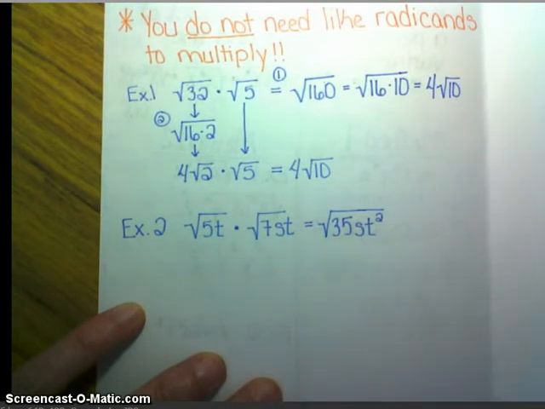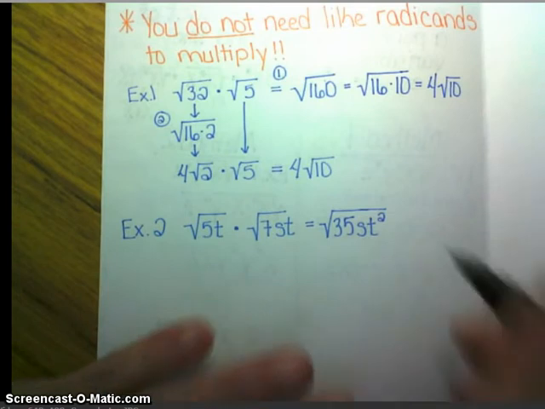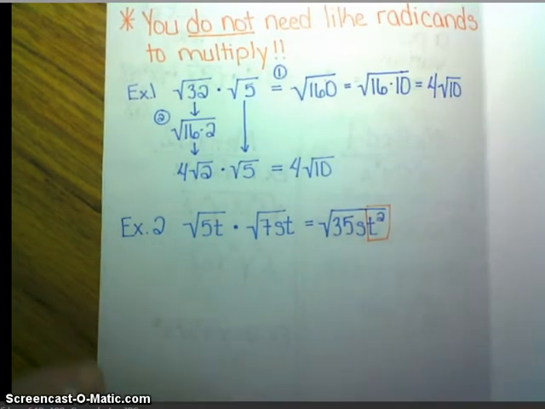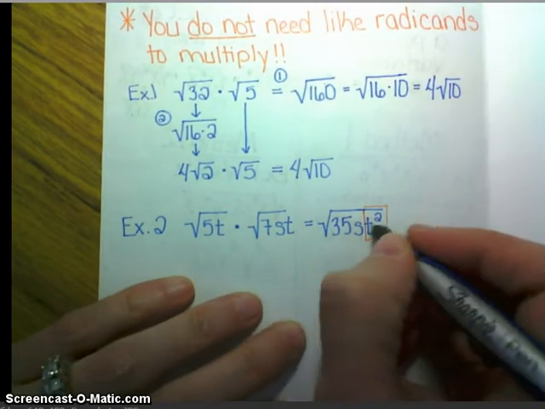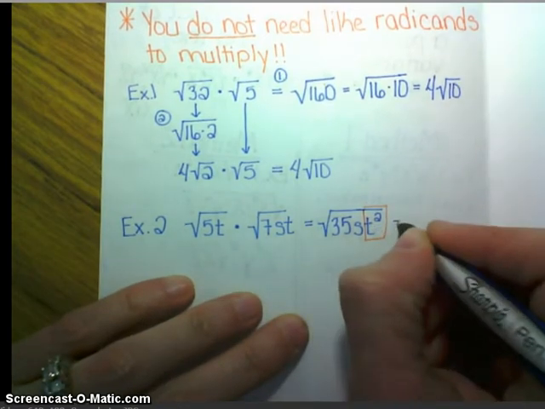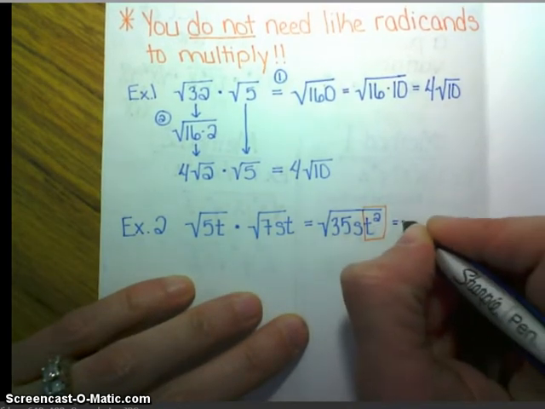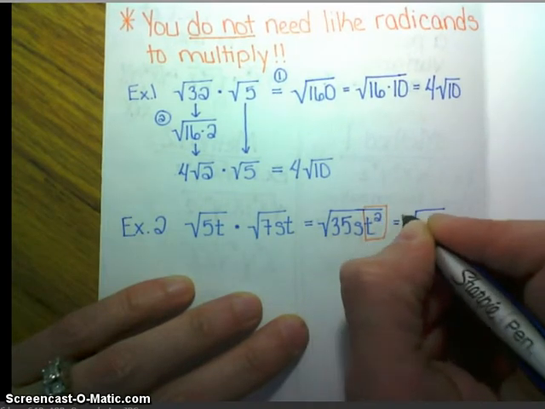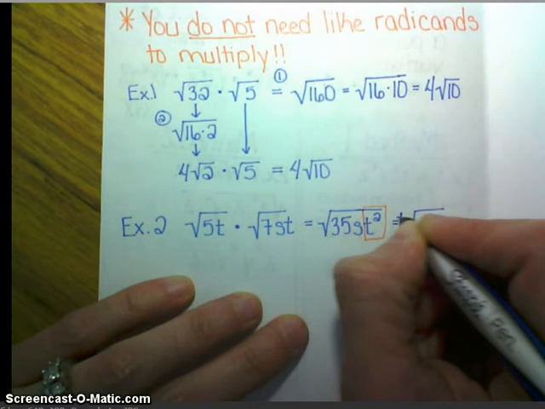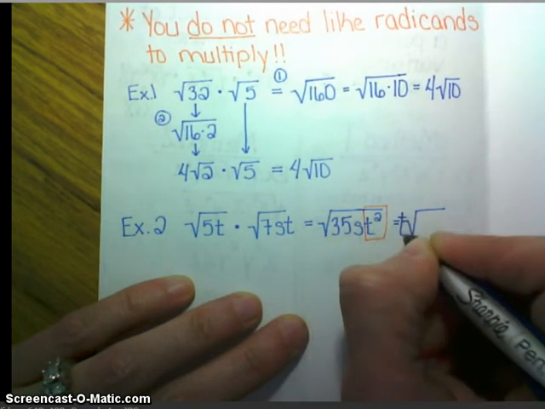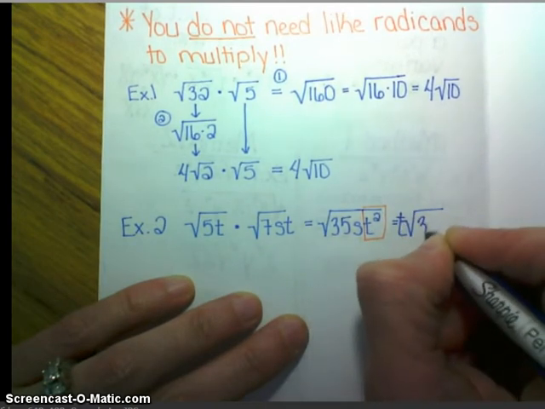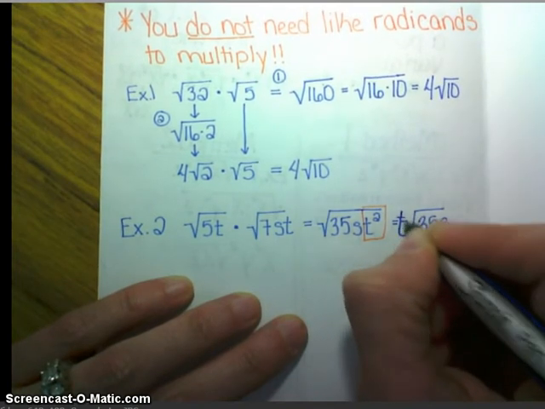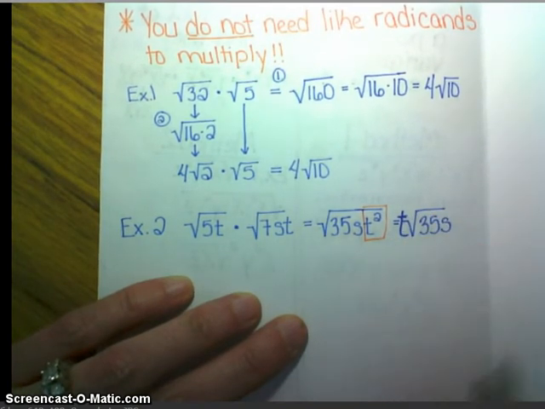It's stuck. But if you look at t squared, this right here is an even exponent, and it is a perfect square. Even exponents are perfect squares. So I can actually simplify this further by taking the square root of t squared, which is going to give me t. The square root of t squared is t, and then left inside is 35s. So your final answer is t square root of 35s.